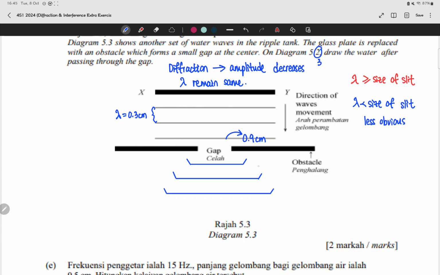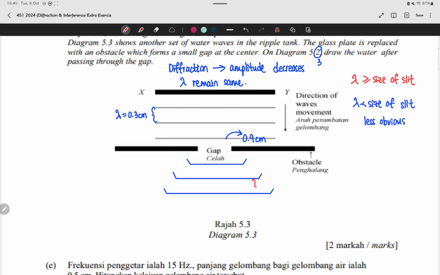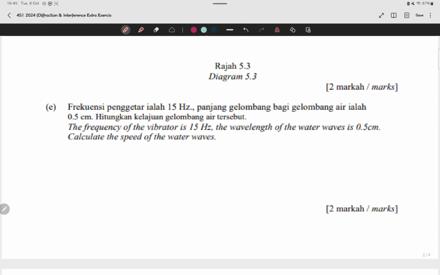Okay, what you need to make sure is that here, your lambda must be the same 0.3 cm as well, because if it is more or less, it means that you did not follow the theory. Because our theory is what? Our theory is lambda will not change. So if you change the lambda, therefore you have a misconception. Okay, so here is the answer. Okay, last question.